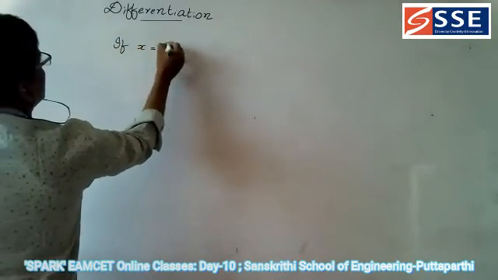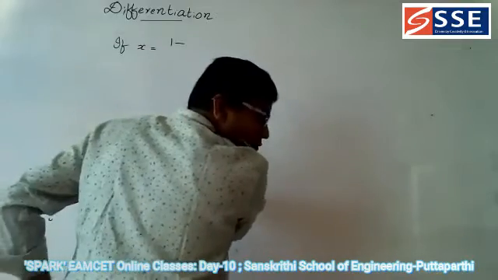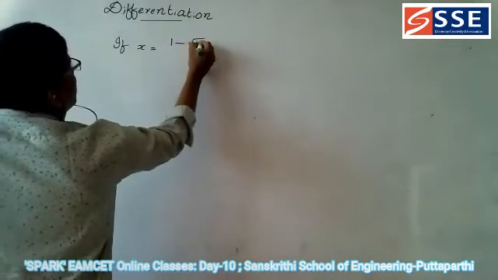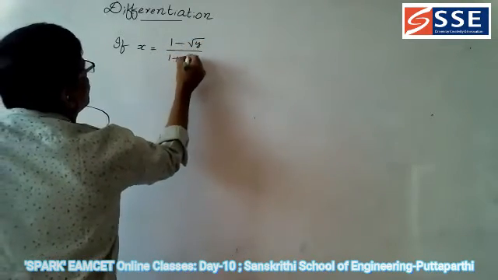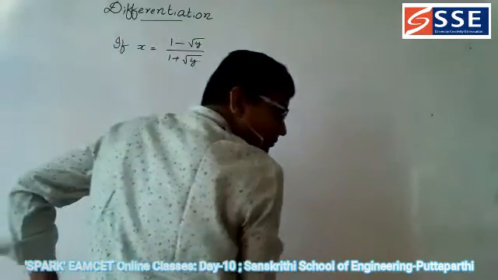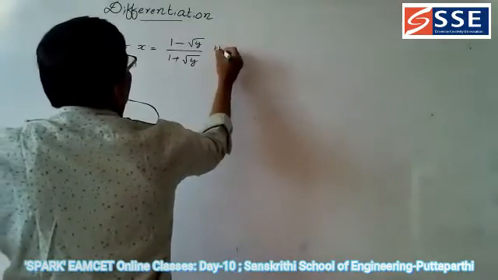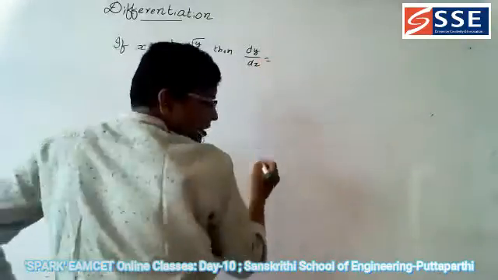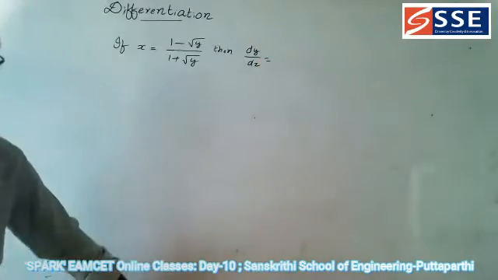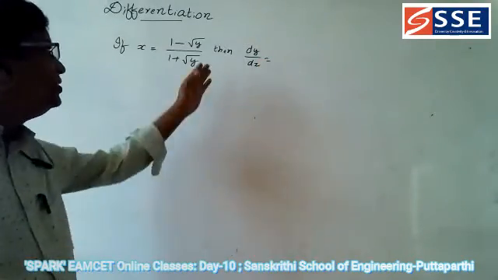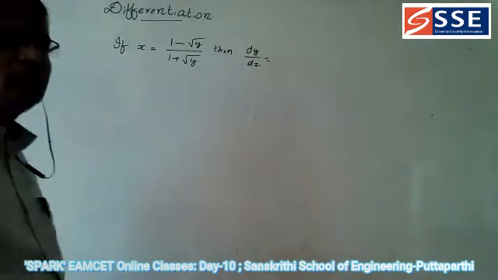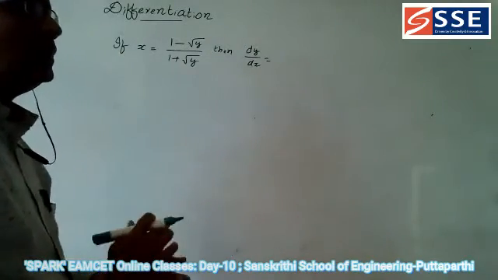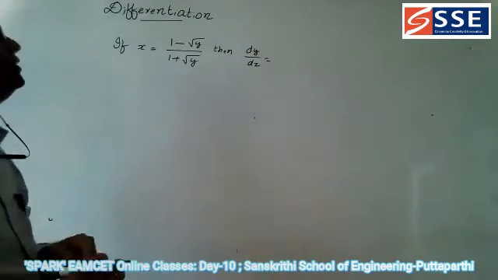So if x is equal to (1 minus root y) divided by (1 plus root y), then find dy by dx. I am not writing the options. Options are also given. This was asked in maybe 2014 or 2015, I think so. I don't know. This question is asked on the internet. See here, how to do this?